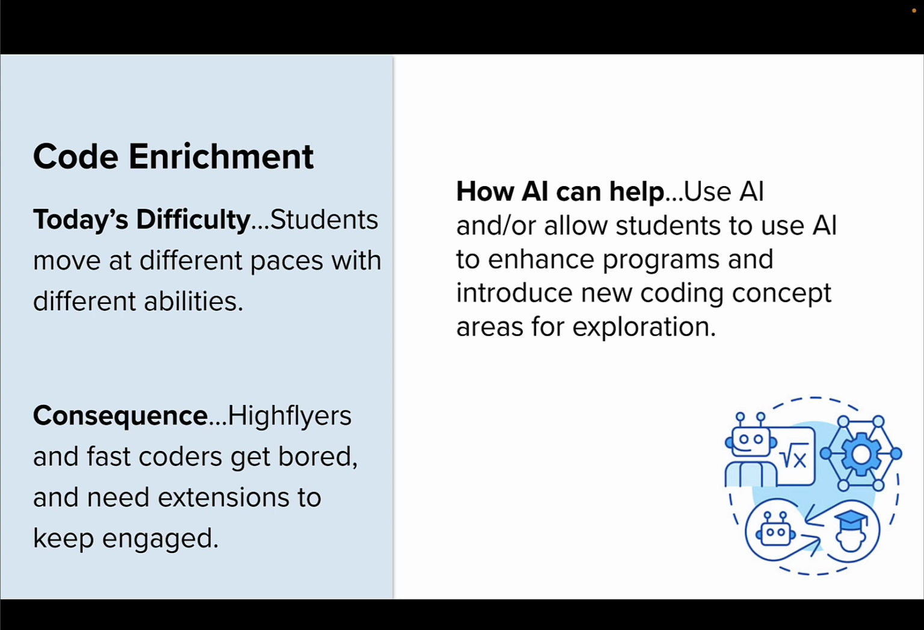CS classes move at different paces, and the students in each class move at very different speeds. How can you ensure the high flyers and fast coders stay engaged and have enough to work on while you help the students who need more time or code at a slower pace? One way is to use AI to provide enrichment.